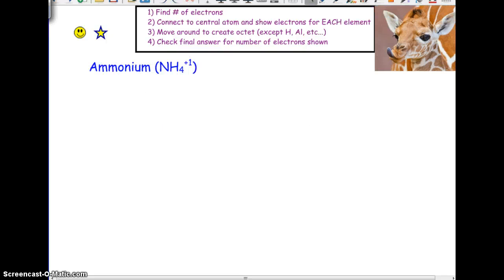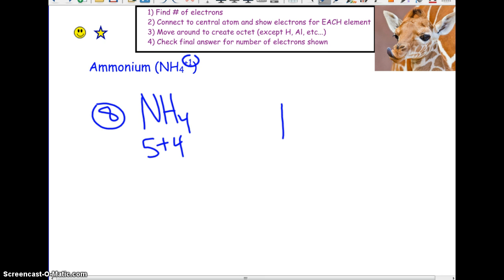Ammonium, NH4. N brings 5 dots, H brings 1 each, that's 4, so that's 9. Since it's a +1 charge, you got to take away 1 electron, so 9 minus 1 is 8 dots. Put the N here, connect the 4 H's to it.